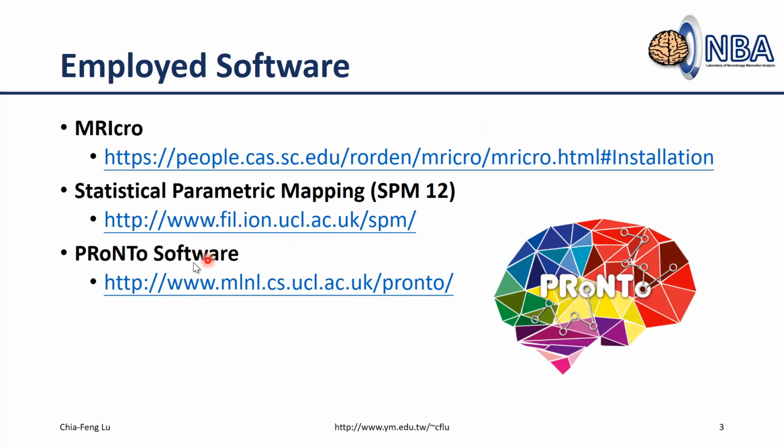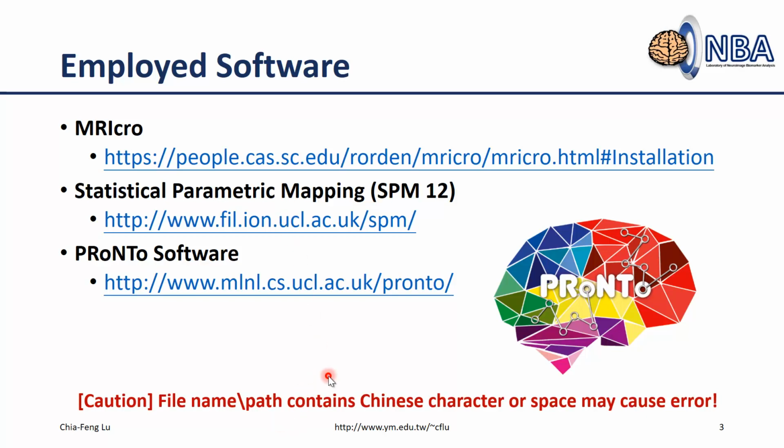Today we are going to use the Pronto software, and it also uses the core technique, basically the batch process technique, from SPM12. So again, you may need to include SPM12 in your file path. And since we use SPM12, you need to follow the rule: no file name with Chinese characters or spaces is allowed. For the Pronto software, the most up-to-date version is version 2.1.1, so please download this version today.